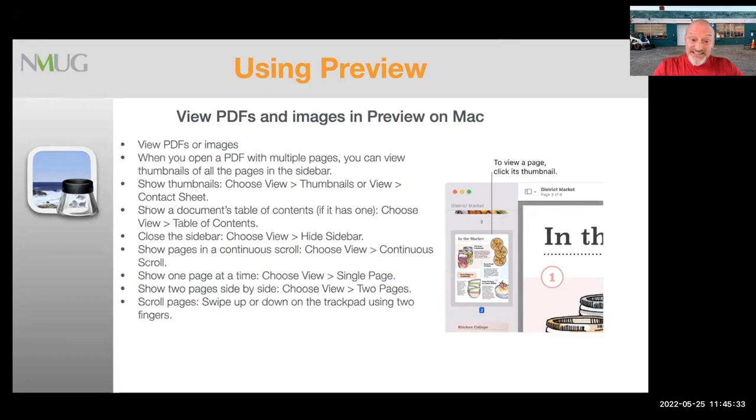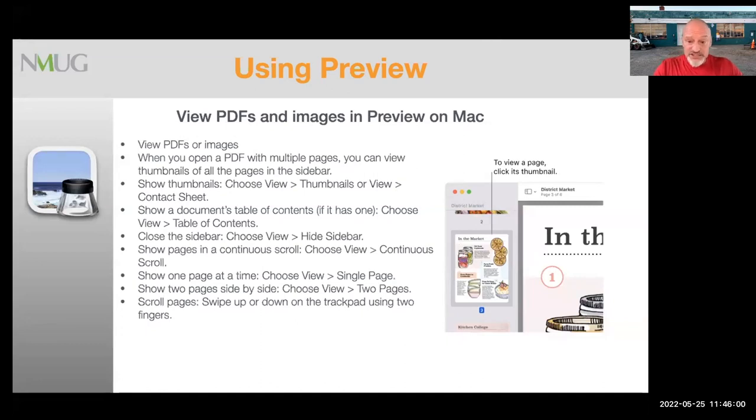Another option is pages in a continuous scroll. If you choose View, Continuous Scroll, that will put all the pages together in one long, endless newspaper almost, where all the pages are connected without little breaks in between. You can also choose one page at a time or two pages side by side. View, Single Page or View, Two Pages will let you choose the layout of the screen.